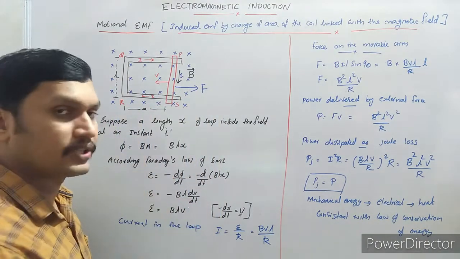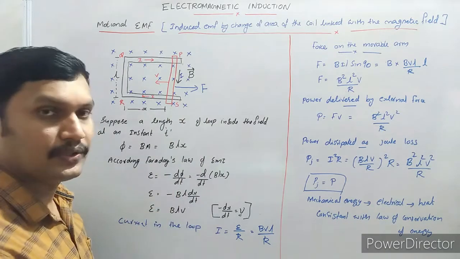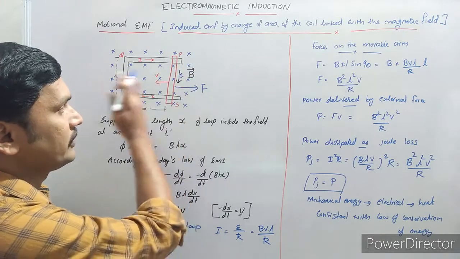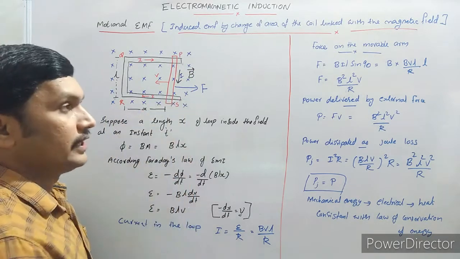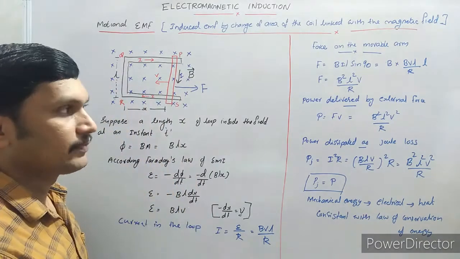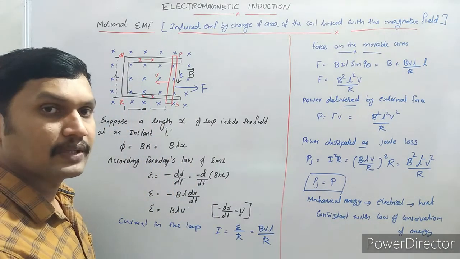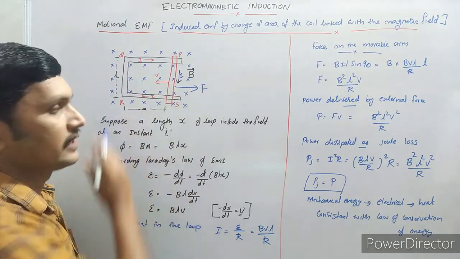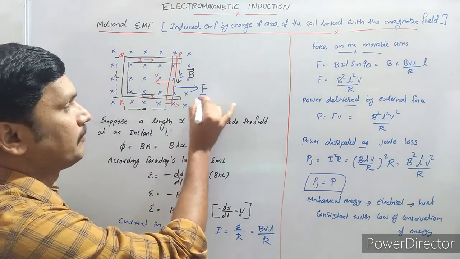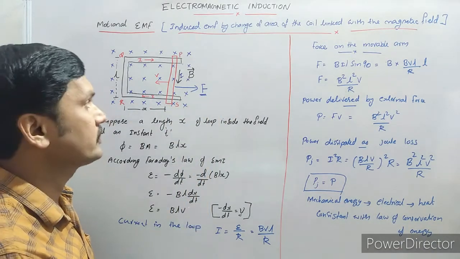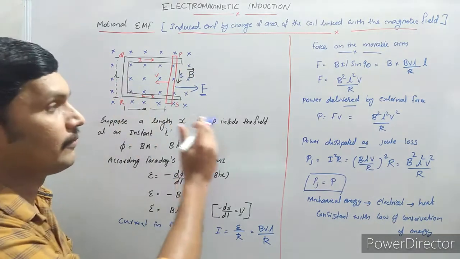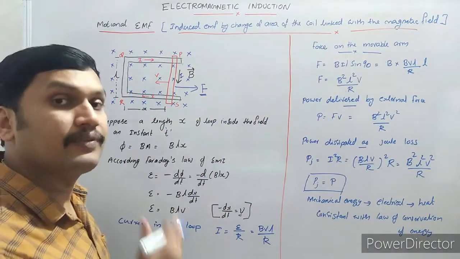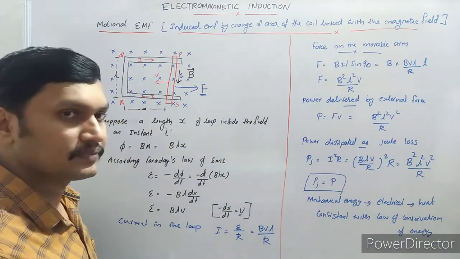Just opposite to the direction of motion of the conductor, we have a force due to the magnetic field towards right. But this conductor is moving towards the left side. So in order to move this conductor towards the left side, we have to provide a force continuously. We want to apply a force towards the left side. Then only we can move this conductor towards the left. In order to overcome this opposing force, we have to apply a constant force of magnitude B square L square V divided by R towards the left side. Then only we can maintain the motion of this conductor.